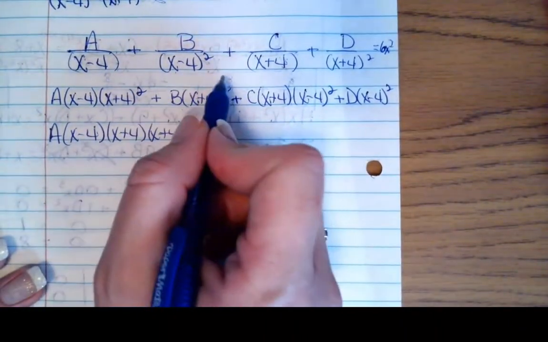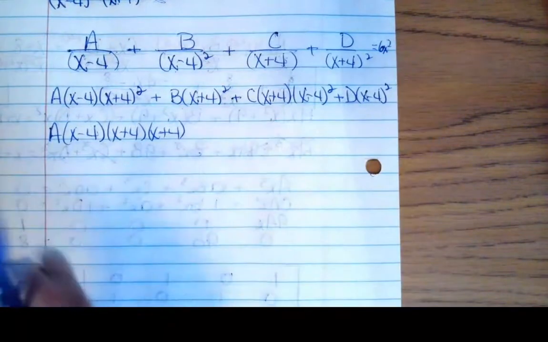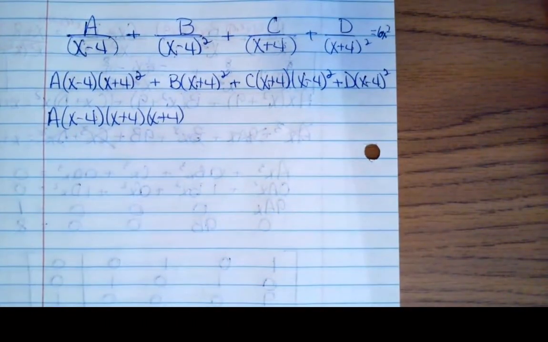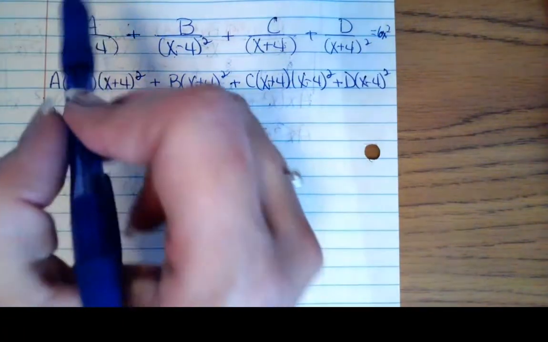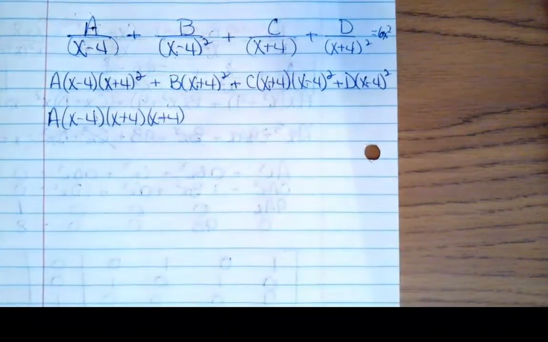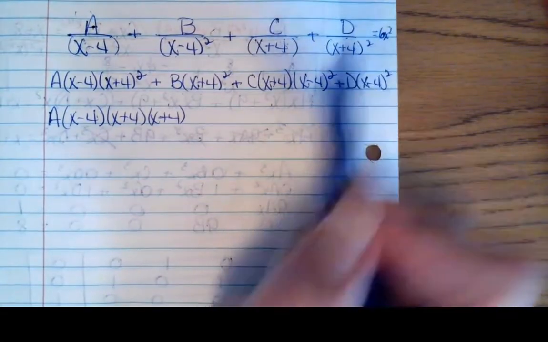Okay, this one, then this one, then this one, then make your rows, and then make your columns, and be very careful. I would check your work. But when you're done, whatever A is will go here, whatever B is will go here, whatever C is will go there, and whatever D is will go there.